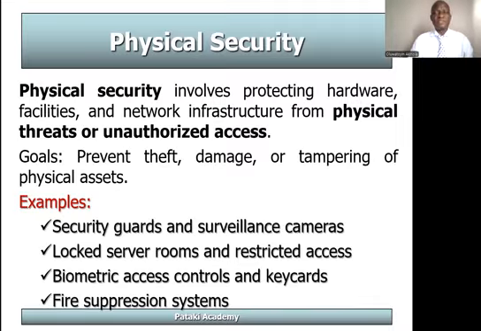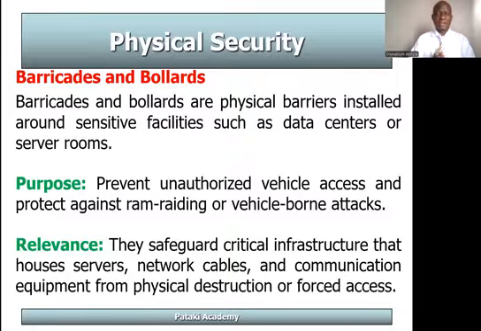Number one is barricades and bollards. Barricades and bollards are physical barriers installed around sensitive facilities such as a data center or server room. The purpose of barricades and bollards is to prevent unauthorized vehicle access or protect against ram raiding or vehicle-borne attacks. Relevance: they safeguard critical infrastructure that houses servers, network cables, and communication equipment from physical destruction.